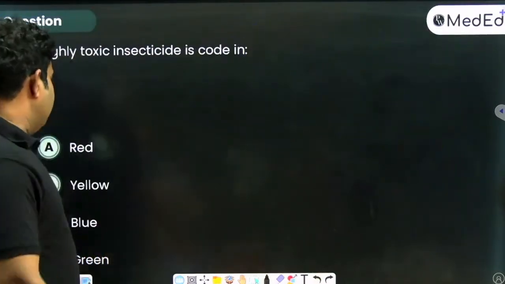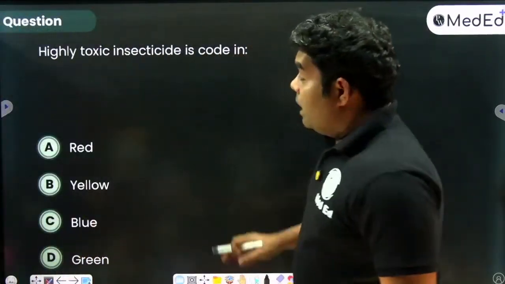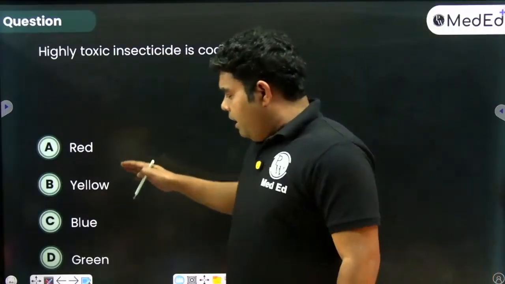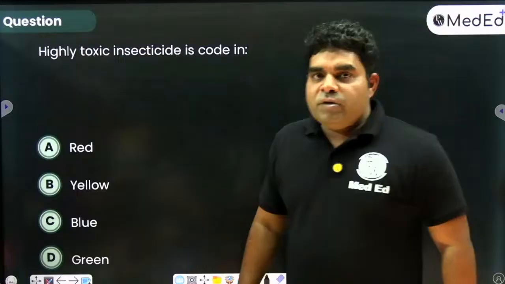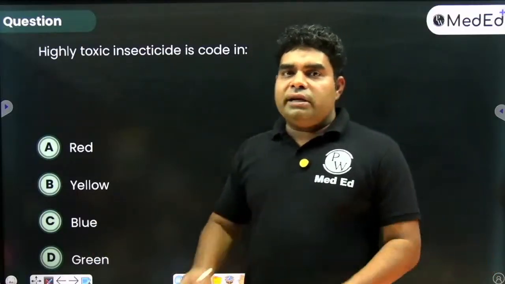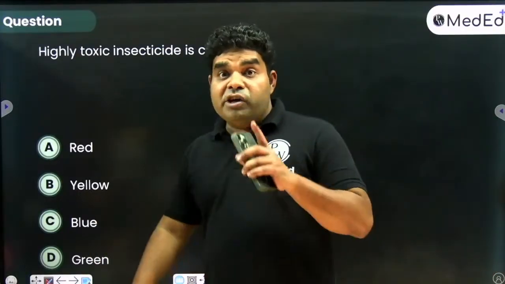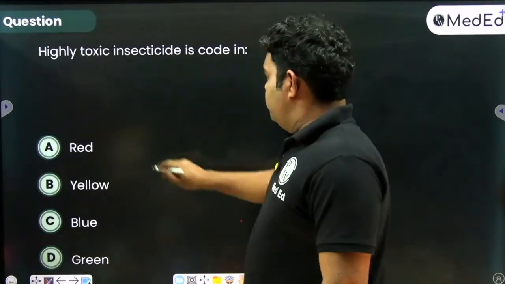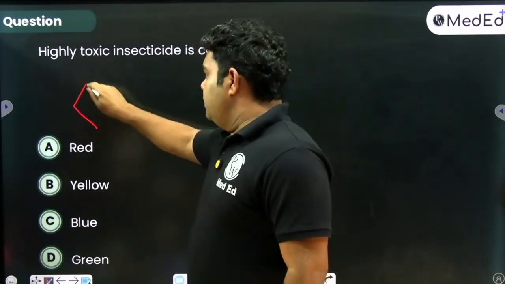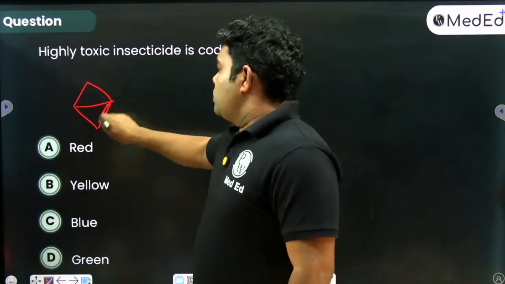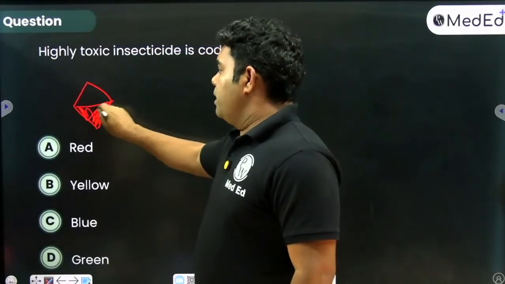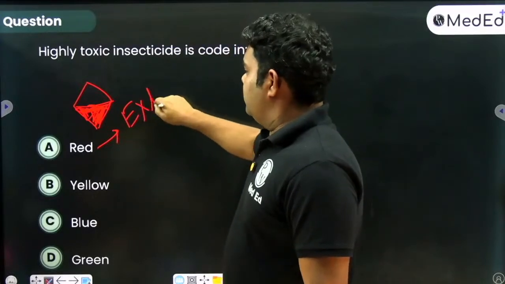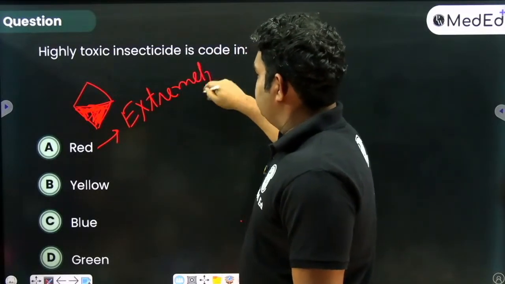Sure. The next question is, can you tell me highly toxic insecticide is coded in which color? Red, yellow, blue, or green? When this question came, almost all the students answered red, but they were wrong. Red, or this color of logo, you will find this logo on insecticide used by farmers. And this color red is for extremely toxic, not for highly toxic.